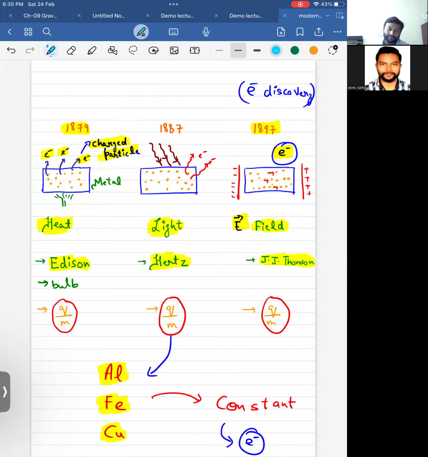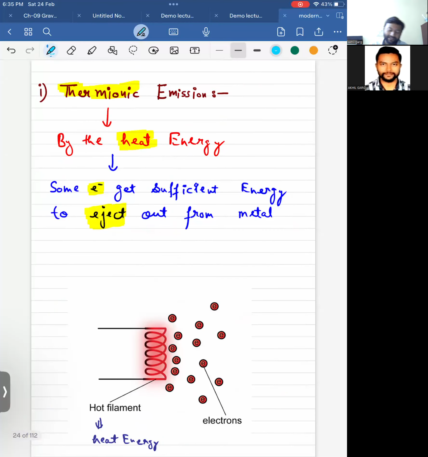Okay, see here how thermionic emission happens. Like a hot filament of a bulb, when heated, it loses some electrons. When electrons get some energy, they get excited and escape from the metal surface.